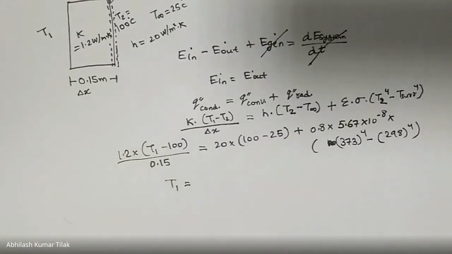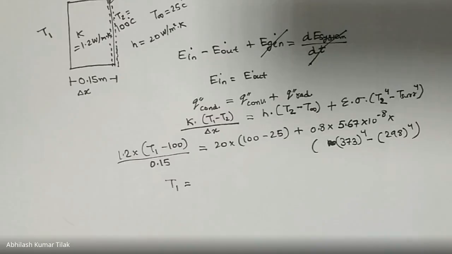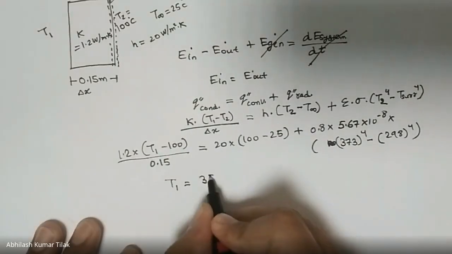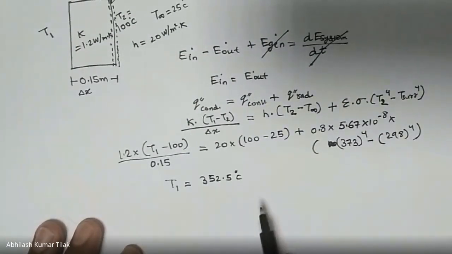352.5875. Is it in Kelvin, right? Yes, sir. Or is it in degree centigrade? Kelvin, sir. No, no, sorry, Celsius. I'm sorry, Celsius. Okay, so 352.5 degrees centigrade. Everyone is getting the same answer.